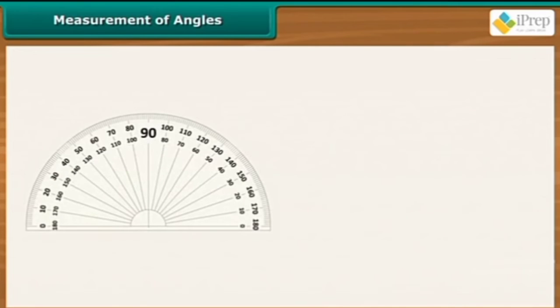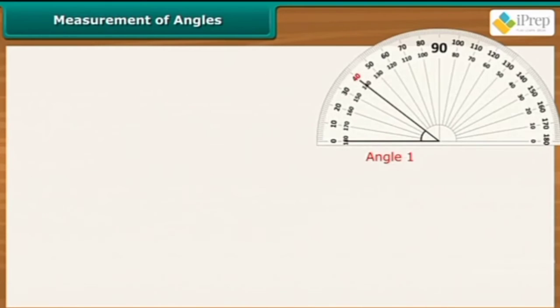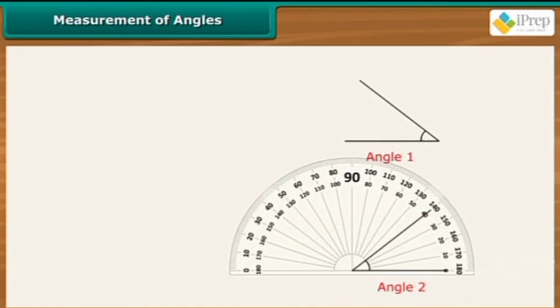Let us now learn to measure angles with a protractor. A protractor is a semicircular geometric instrument with markings from 0 to 180. These markings represent degrees. The outer markings are used to measure an angle whose vertex is formed on the left. The inner markings are used to measure an angle whose vertex is formed on the right.